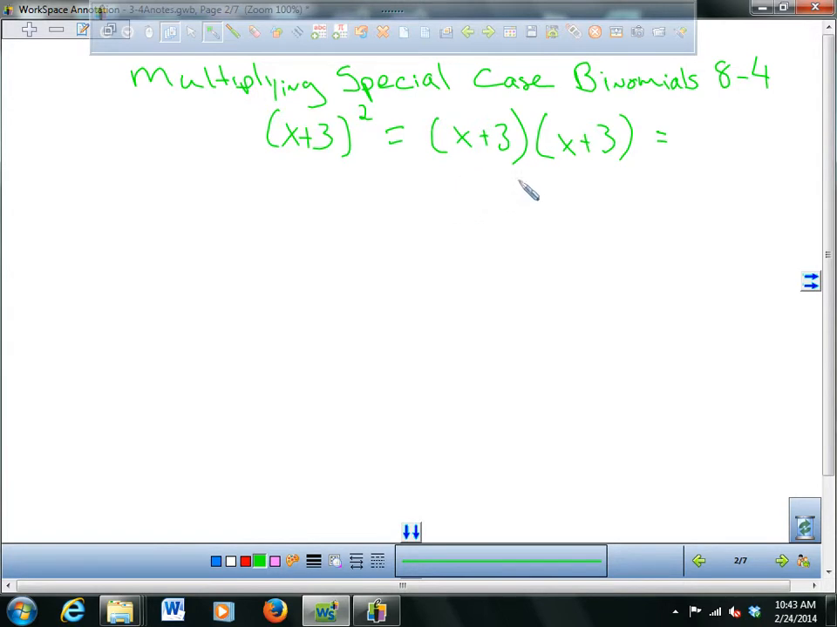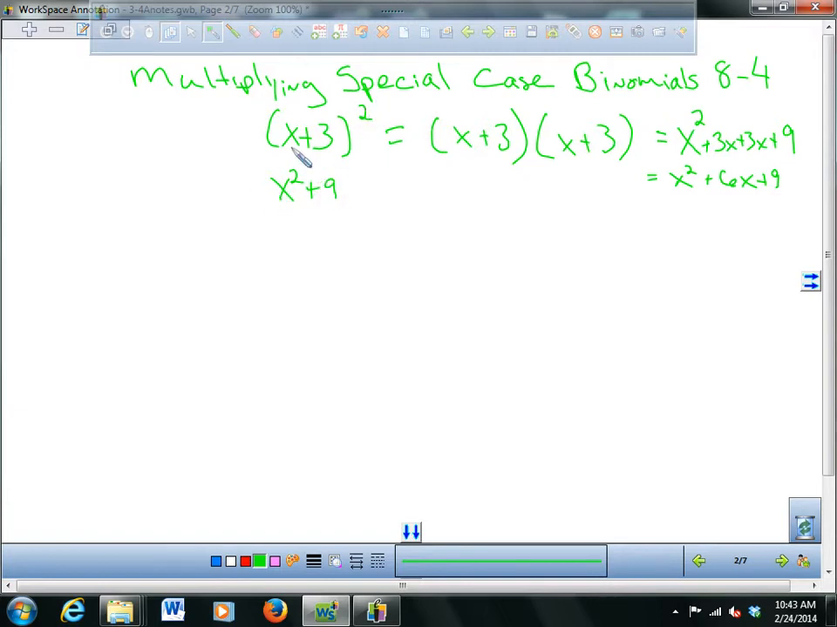Go ahead, Sage. X squared plus 3x. Yep, plus 3x, plus 9. It simplifies to x squared plus 6x plus 9. Okay? So don't do what a lot of kids do when they get to algebra 2 or even pre-calc. They forget about this. They say, oh, this is x plus 3 squared. This just means it's x squared plus 9. Is that right?